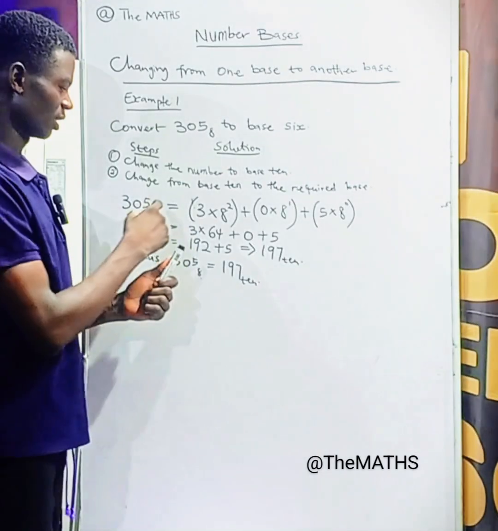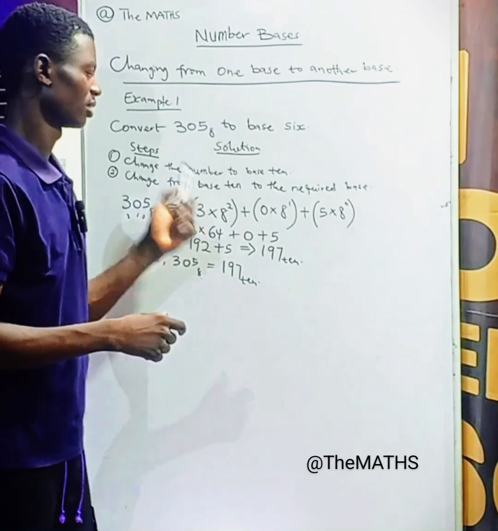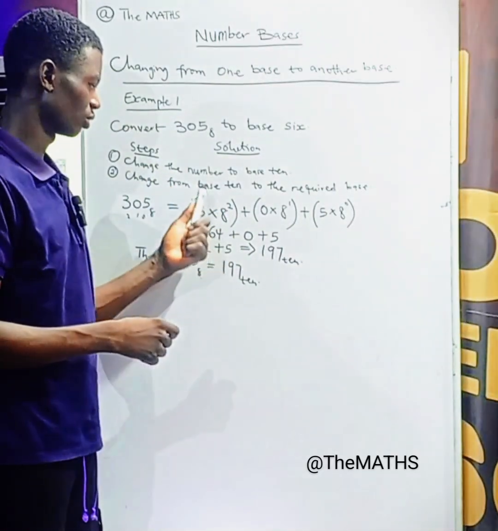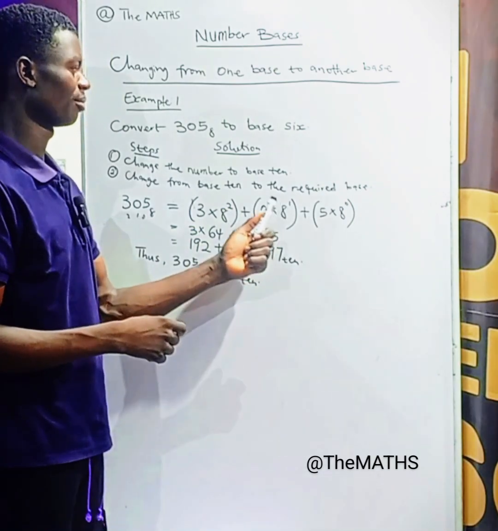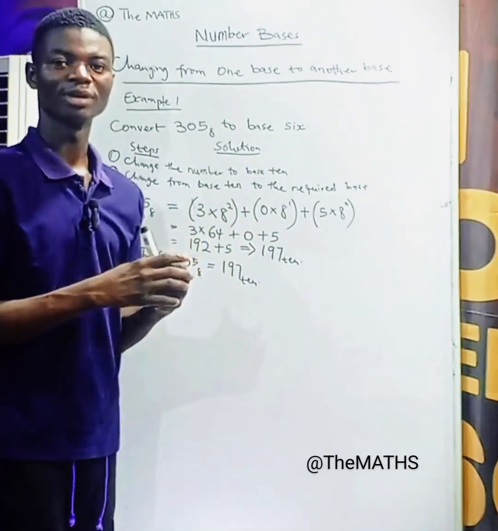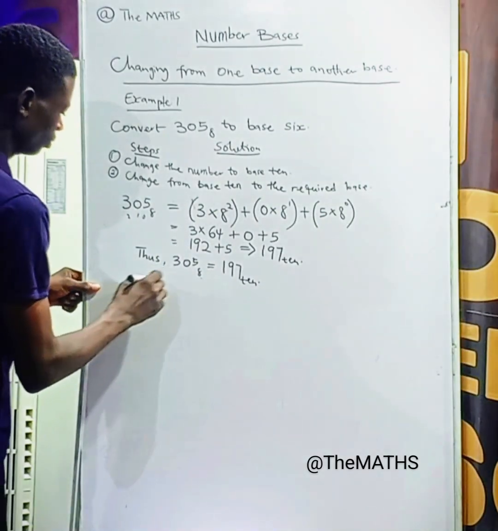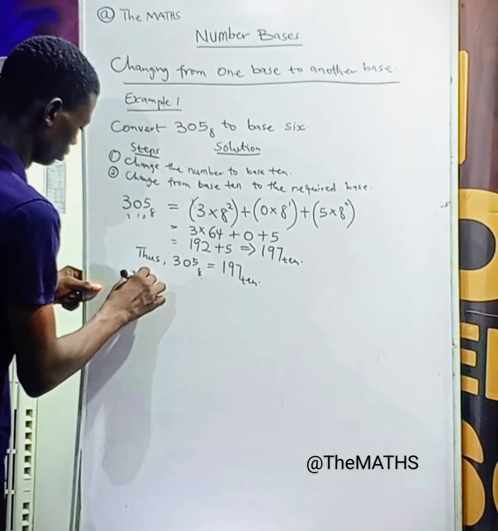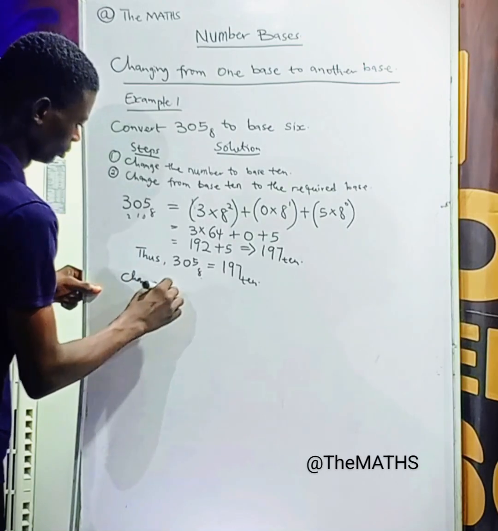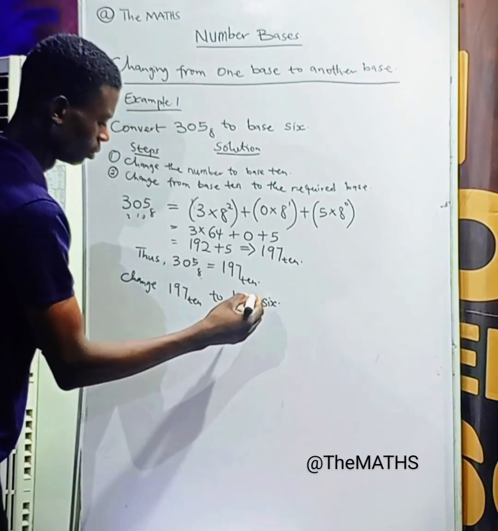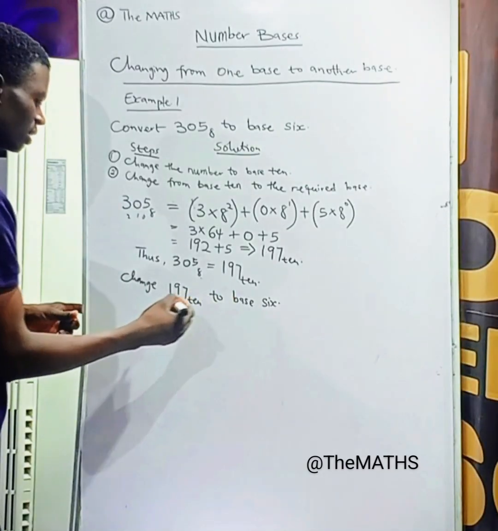So we are now going to the second step. The second step says that we should change from base 10. Now we have gotten it in base 10. We should change it from base 10 to the required base. And the required base here is base 6. So we are changing from base 10 to other bases, like base 6, like this.